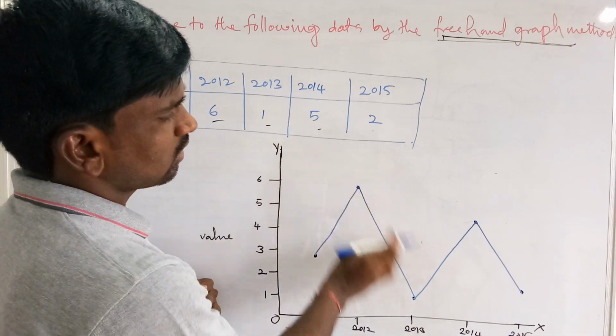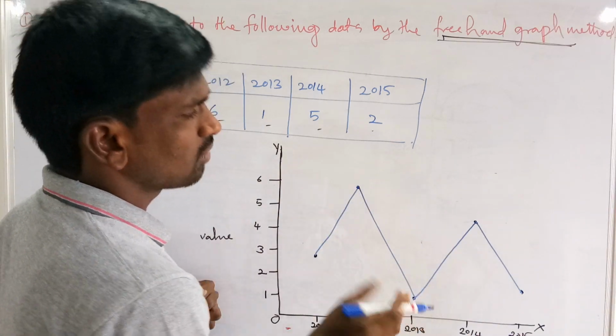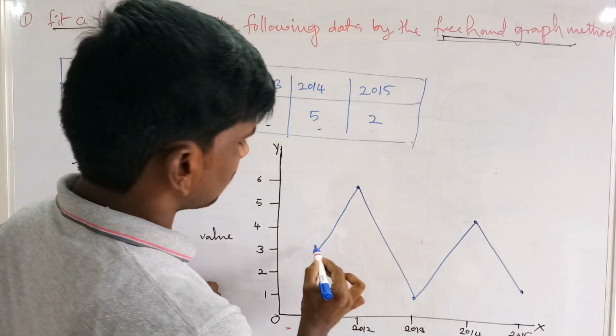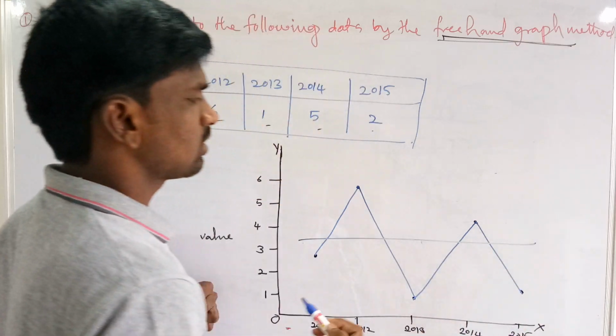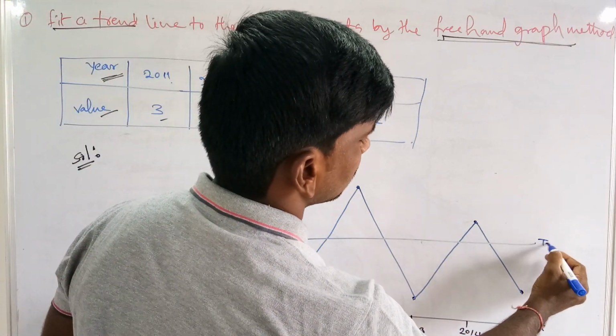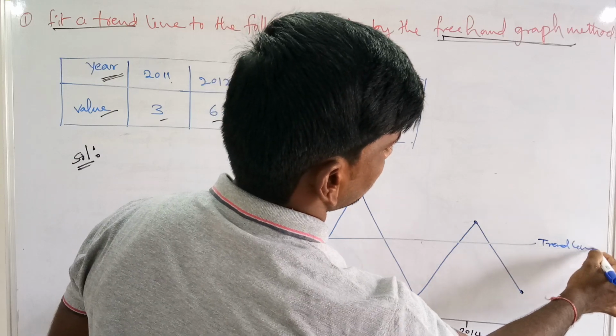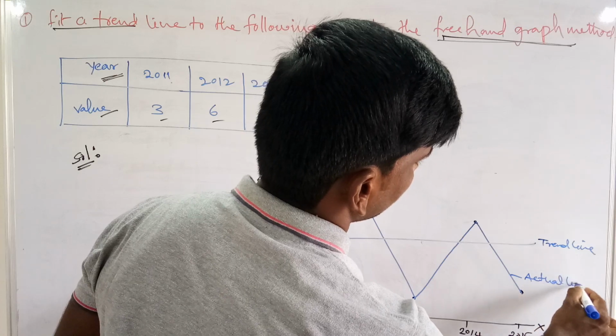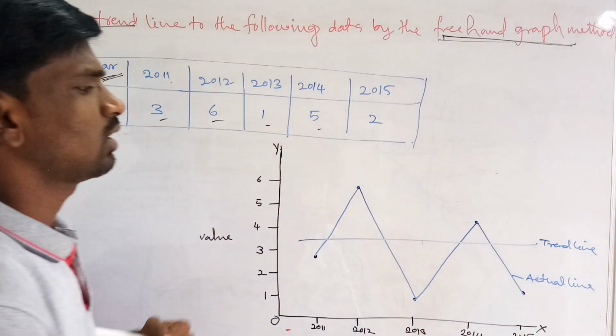So here the 5 dots are there. It may be approximately equal above and below the trend line. Right, here we can draw the trend line. This is the trend line, and this is the actual line.